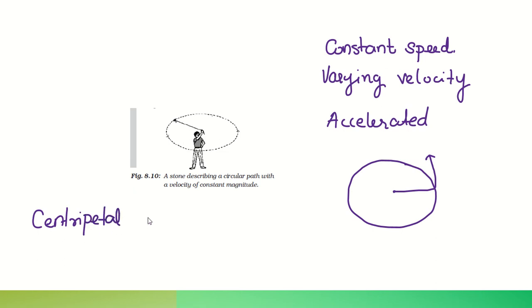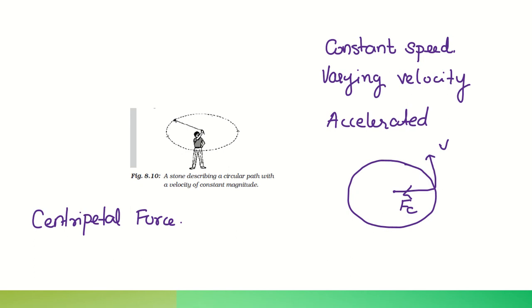Centripetal force is the force required for an object to move under uniform circular motion. That centripetal force will always be directed towards the center of the circular path, along the radius. So when the force is along the radius, the acceleration also will be along the radius, and the velocity vector will be along the displacement vector, that is, tangential to the position. These are the characteristics of uniform circular motion.